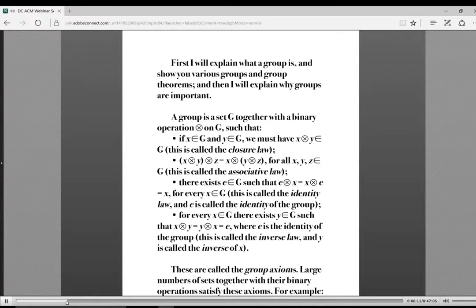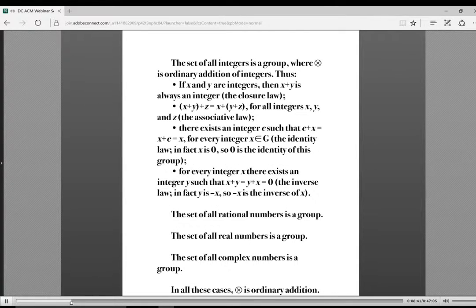And finally, 4, for every X in G, there exists Y in G such that X cross Y equals Y cross X equals E, where E is the identity of the group. This is called the inverse law, and Y is called the inverse of X. These are called the group axioms. Large numbers of sets, together with their binary operations, satisfy these axioms. For example, the set of all integers is a group where cross is ordinary addition of integers.